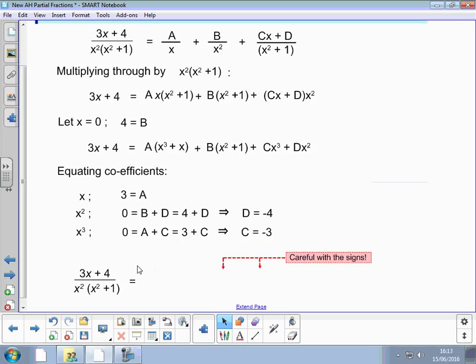Which leaves us just to finish off our answer. So 3x plus 4 over x squared times x squared plus 1 becomes 3 over x plus 4 over x squared minus 3x plus 4 over x squared plus 1. And you'll notice again, as I did in a previous example, just to tidy it up a little bit, I've taken the minus out of these, minus 3 and minus 4 values for c and d, and made them positive but put the minus there. And you've got to be careful when you're doing that, just to make sure you don't get the sign wrong. And that's the example completed.